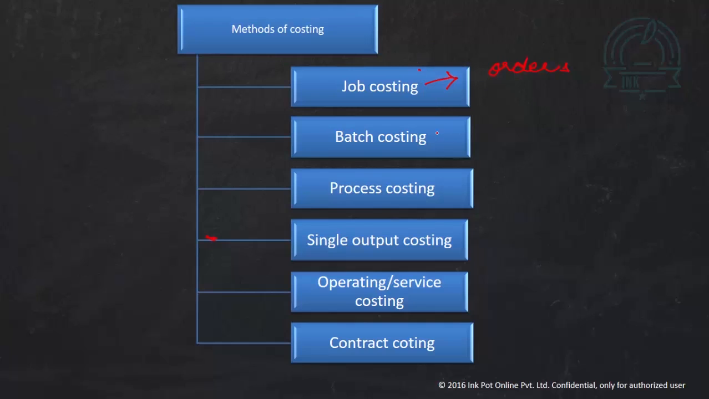Batch costing is when the work is being done in lots, when we make batches. So it is generally in the toy making industry.